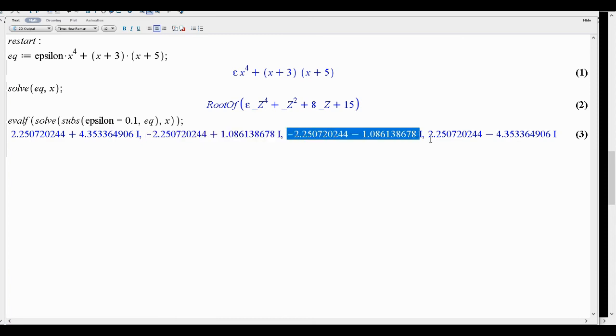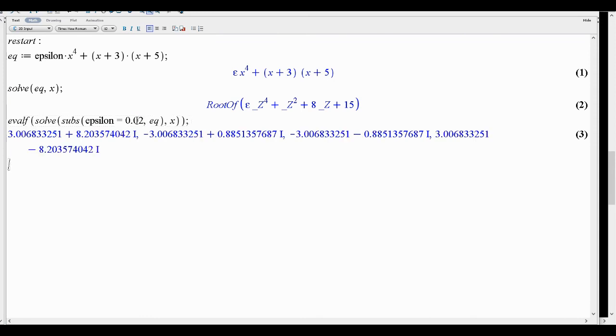I've got 4 complex roots, so that's not very good. It is not close to -3. Okay, so let me try 0.02, and now what do I have now? Now I have -3 plus something big, -3 and a small number. Okay, so how about 0.002?